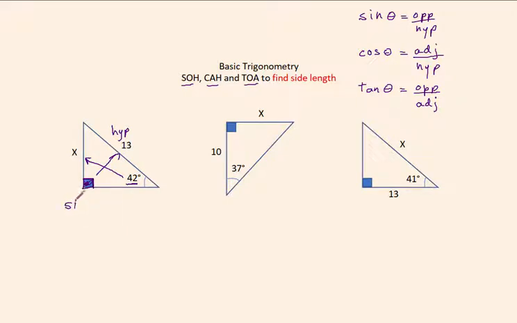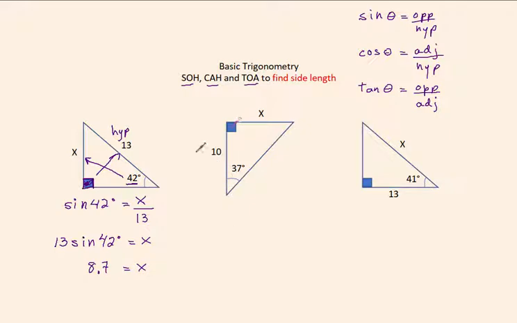So the sine of 42 degrees will be equal to the value I'm looking for, the length of the opposite side, divided by the length of the hypotenuse, which in this case is 13. Algebraically, to solve this, I would multiply both sides of my equal sign by 13. So this gives me 13 times the sine of 42 degrees, and that would give me the opposite side length. When I do this math in my calculator, I should reach the answer 8.7 as the missing side length.